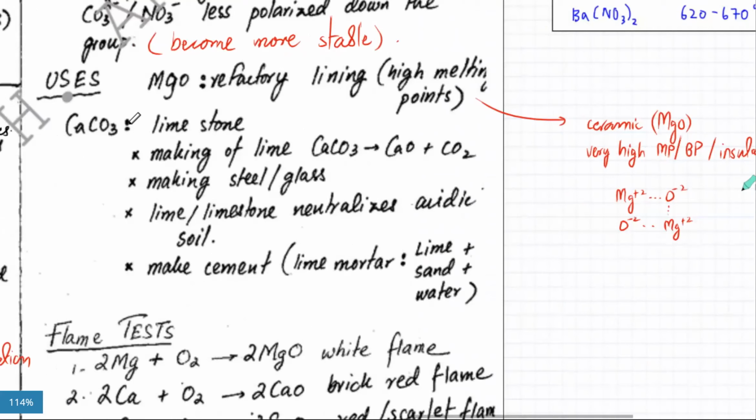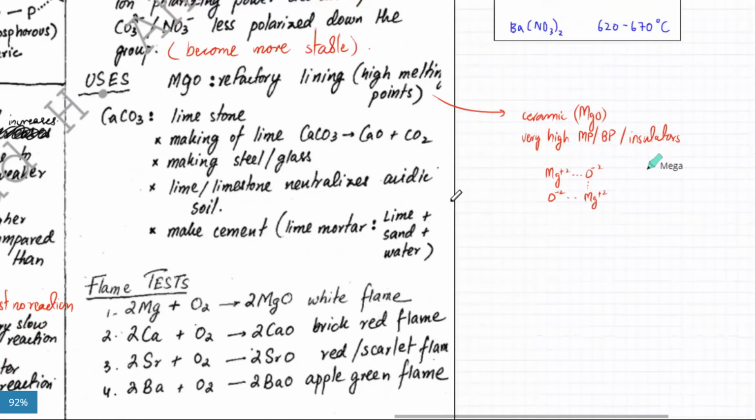Calcium carbonate is a very popular thing because it's limestone, which is everywhere. So limestone is used in making steel and glass, and it's used to make lime, which is often used to make cement and mortar. Lime and limestone are used to neutralize acidic soils. So lots of things happening over there.